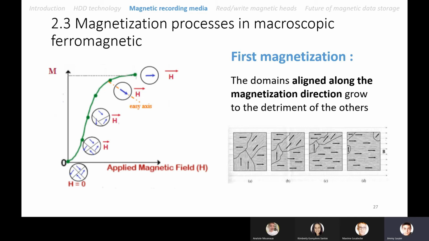It is always a good point to remind the magnetization processes in macroscopic ferromagnetic materials. On this graph, the curve of first magnetization is shown. We can observe that as the applied magnetic field increases, the magnetization will increase until reaching a maximum, but the different magnetic domains are gradually disappearing to make way for one remaining domain at magnetization maximum. In fact, as written on the slide, the domains aligned along the magnetization direction grow to the detriment of the others.